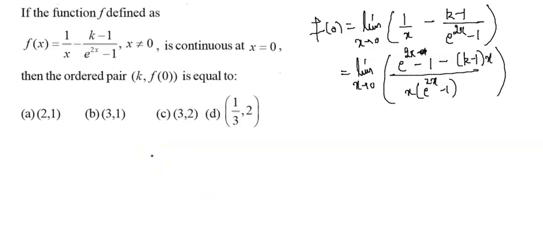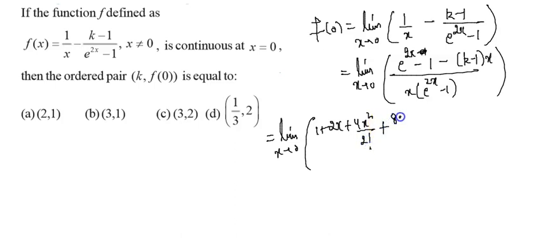So it will be limit x approaches 0 of 1 plus 2x plus 2x square by 2 factorial, that means 4x square by 2 factorial, plus 8x cube by 3 factorial and so on.